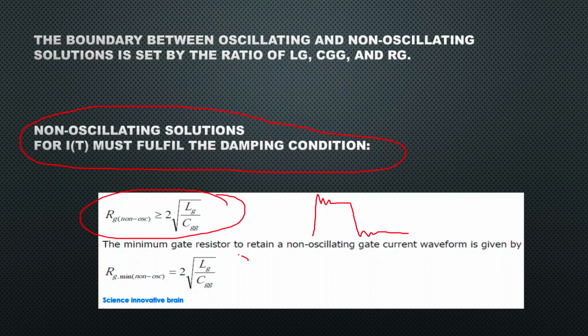The minimum value is this one, equal value, and the resistance should be greater than or equal to this value. And you should not choose too high a value either. You have to optimize. If you choose a higher value, what will happen? You will get rise time like this and fall time like this.